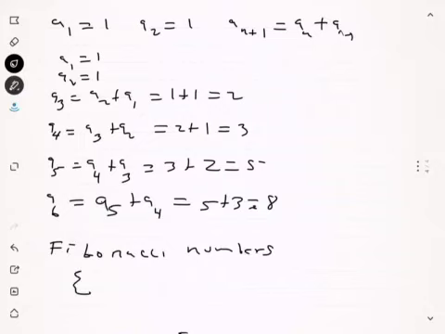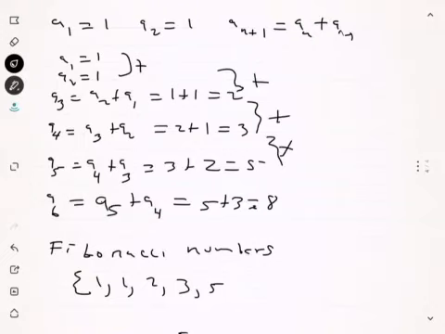The first number is 1, the second number is 1, and then from that basically you get 2 by adding these 2, and then you get 3 by adding 2 and 1, and then you get 5 by adding 2 and 3, and then you get 8 by adding 3 and 5, and so on and so forth. These are the Fibonacci numbers.